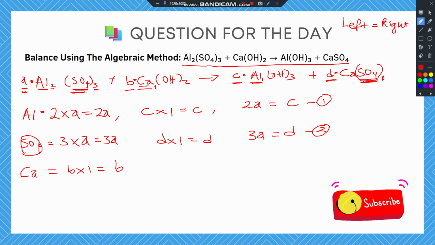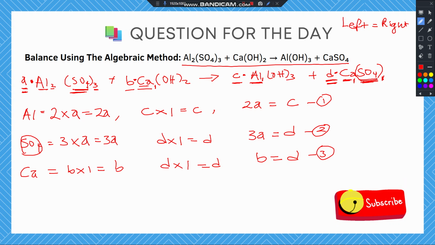On the right hand side, you can see calcium over here having a subscript of 1, even though it's not identified, and a coefficient represented by the letter D. So on the right hand side, the number of atoms of calcium that we have will be given to us by D multiplied by 1, which is equal to D. I'm sure you saw how that was carried out. So therefore, if the left hand side is equated to the right hand side, the equation now becomes B is equal to D. This is the third equation.